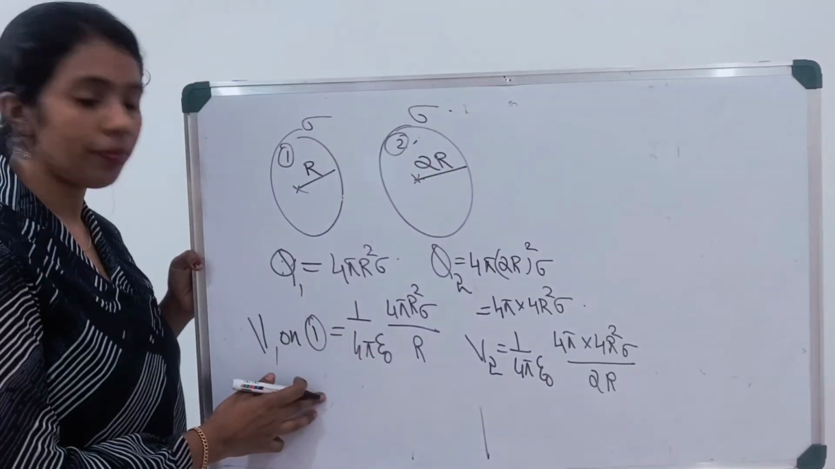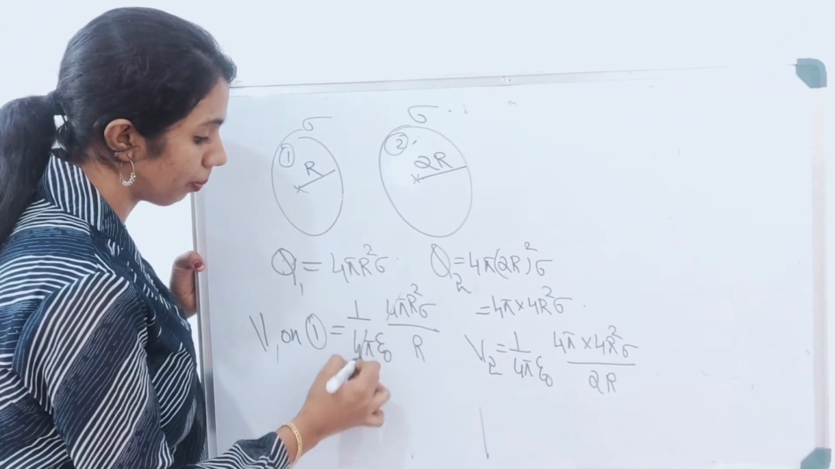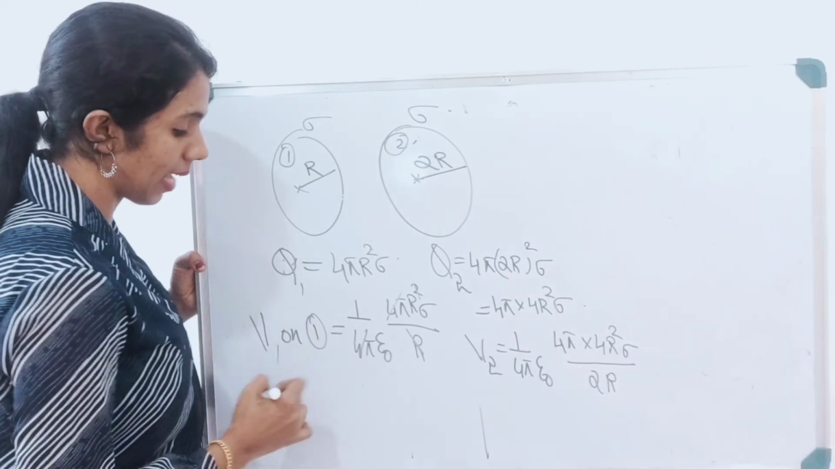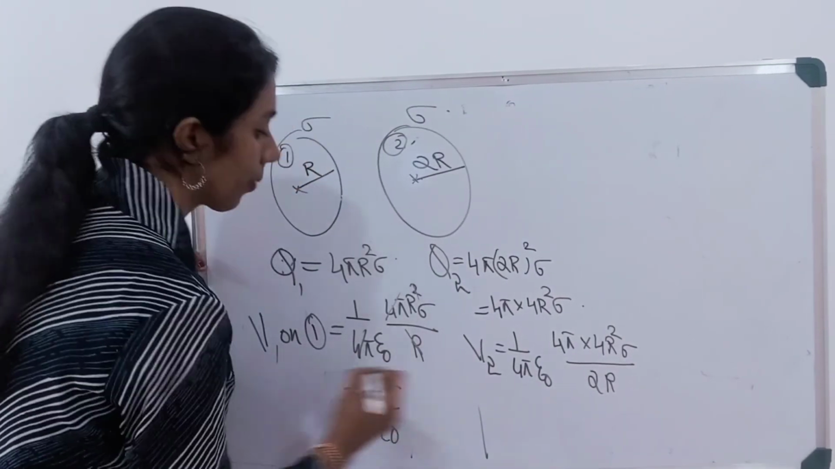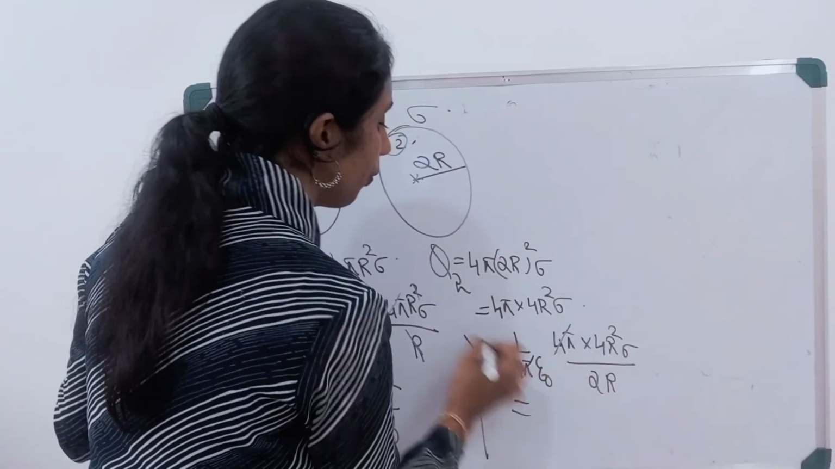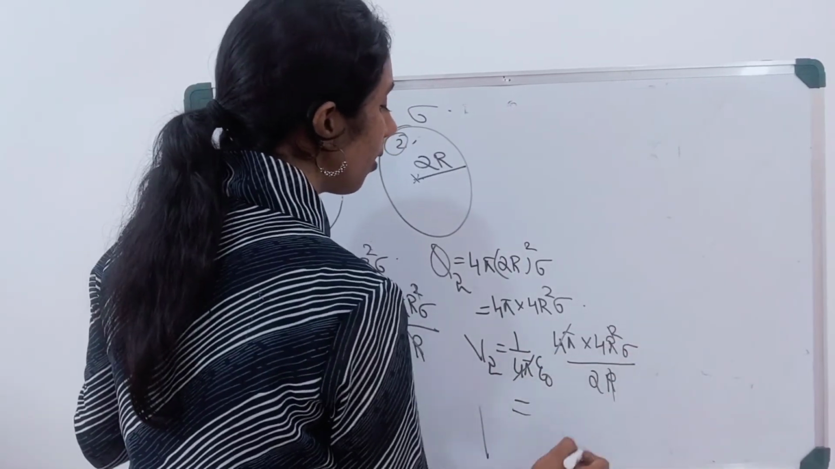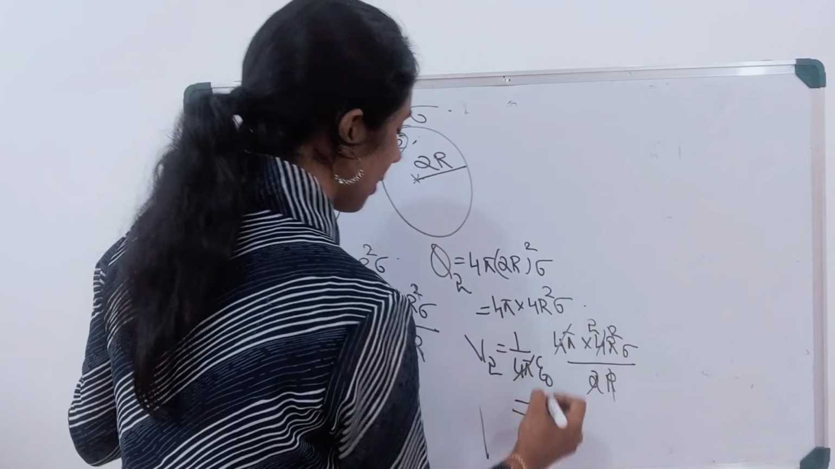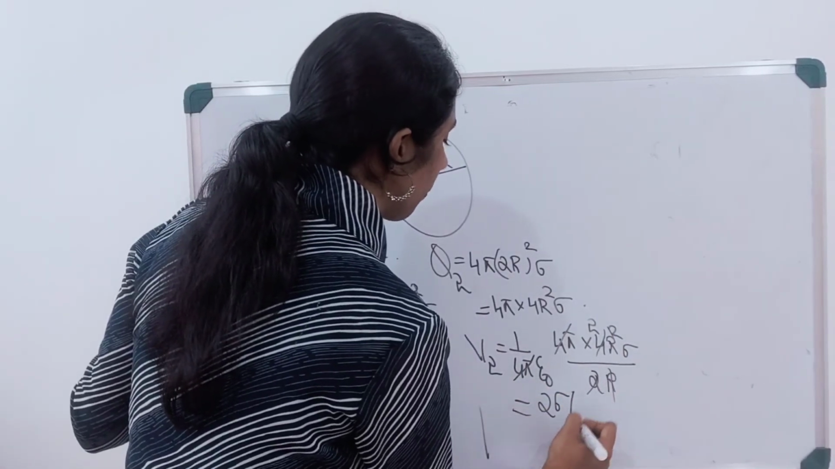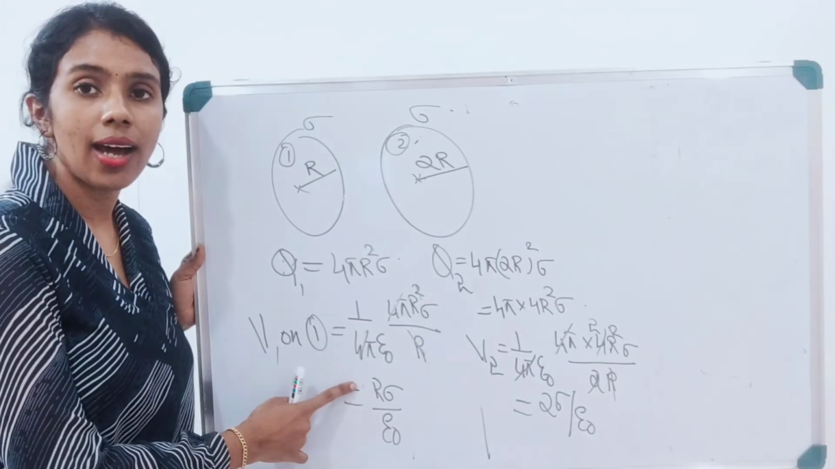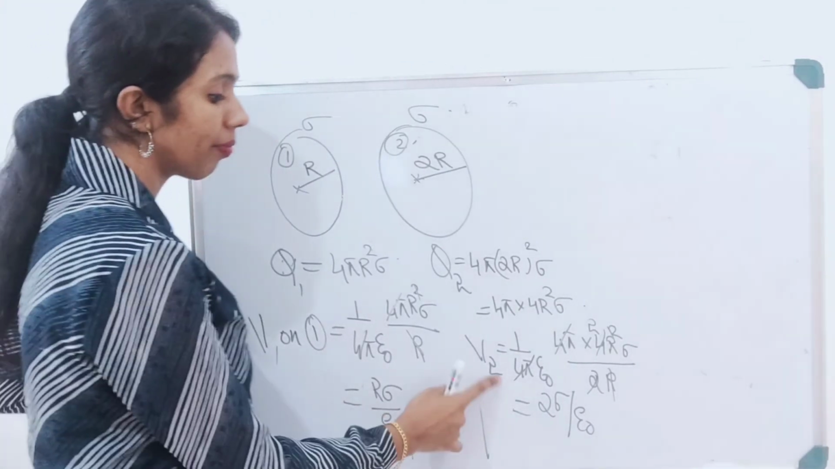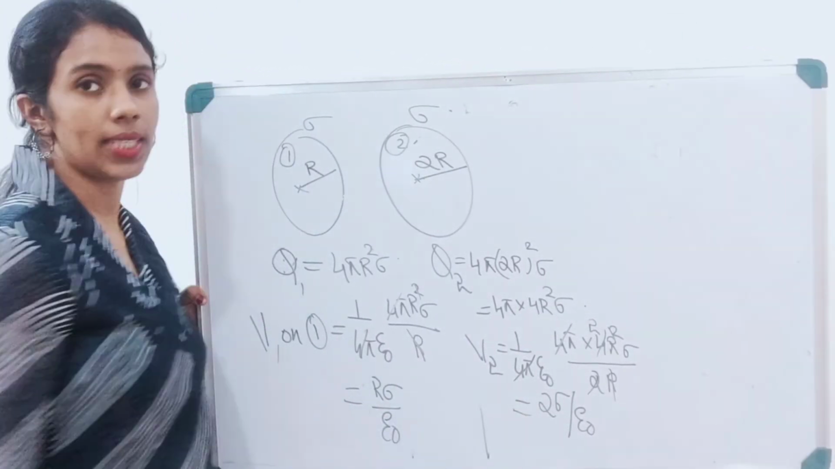Here in V1 we will cancel 4 pi and r. So the equation is r sigma by epsilon 0. In V2 again we can cancel 4 pi and r, and 4 and 2 can be cancelled. So the equation becomes 2r sigma by epsilon 0. So V1 is r sigma by epsilon 0 and V2 is 2r sigma by epsilon 0.